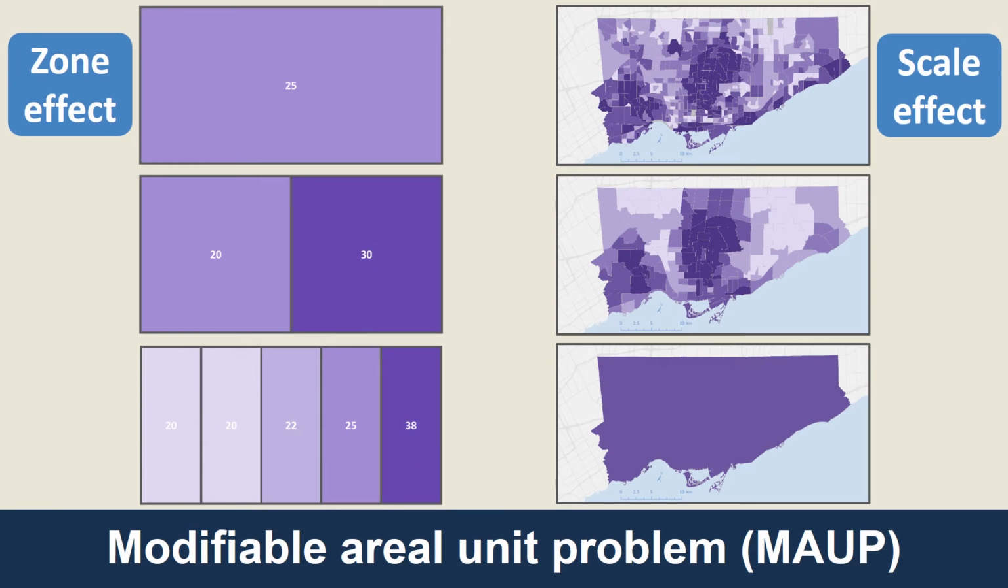So here's the side-by-side comparison just to make sure it's clear. We have the zone effect and the scale effect. They're just 2 different parts of the MAUP. One thing to keep in mind is that you may actually have both of these things happening at the same time depending on what data it is and how it was aggregated.